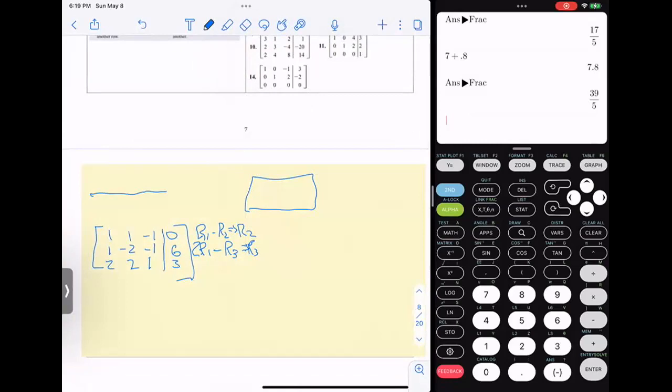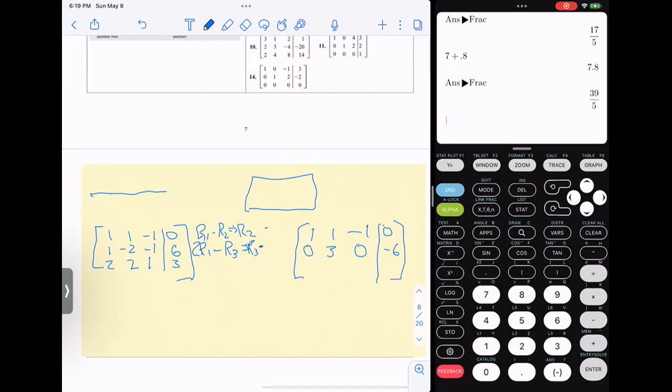All right, so let's do both those operations. Let's do this first operation here. Row 1 is going to stay the same. We're not doing anything to row 1. Row 2, we're subtracting row 1 minus row 2. So 1 minus 1, 0. 1 minus -2, well, anything minus a negative is going to be positive. So that'd be 3. -1 minus -1, that'll be 0. And 0 minus 6 is going to be -6.